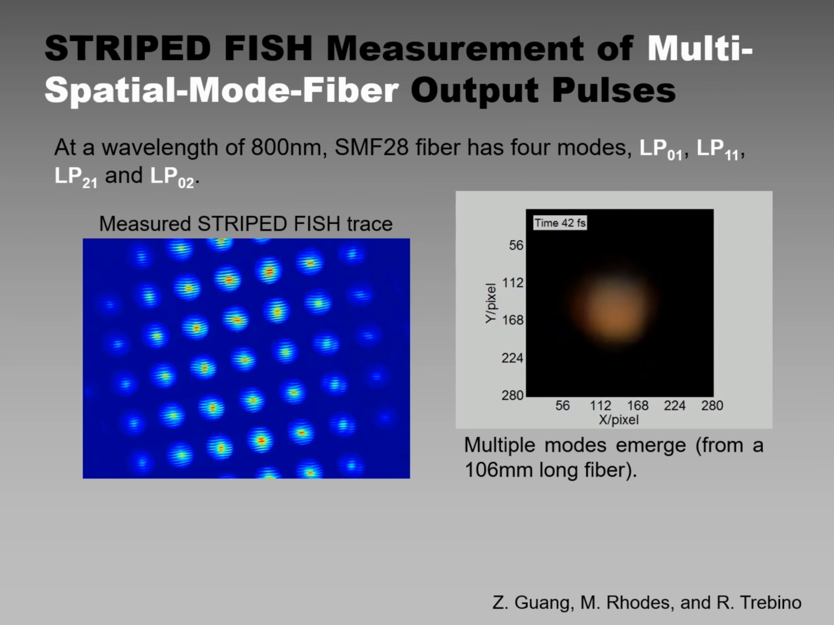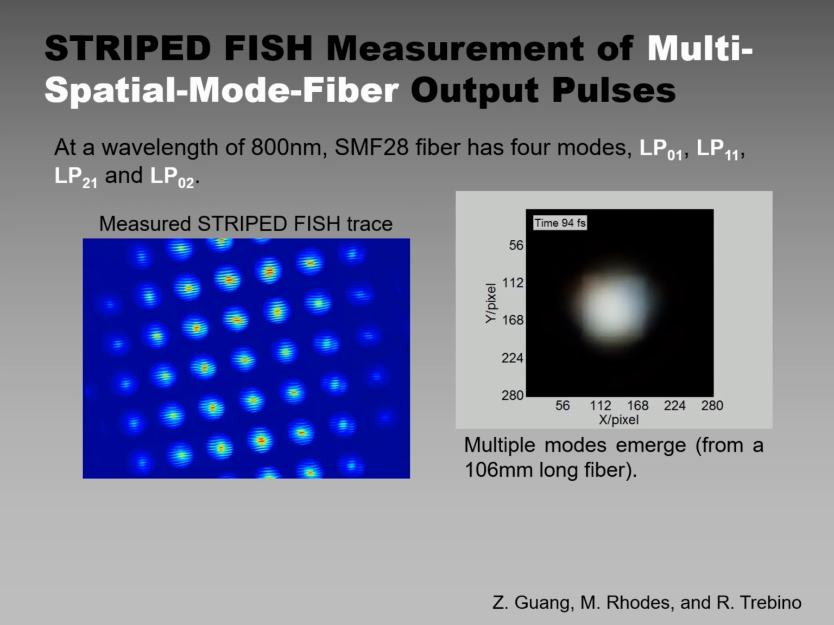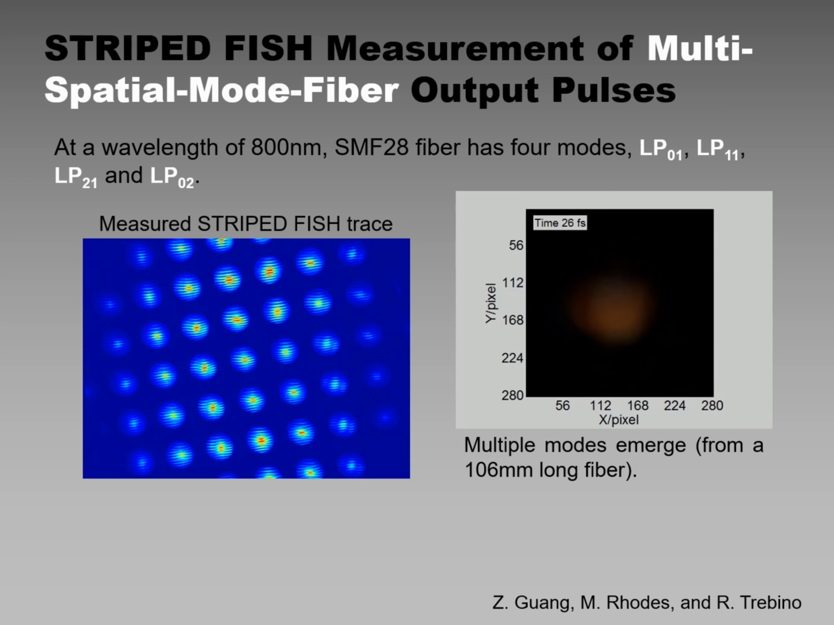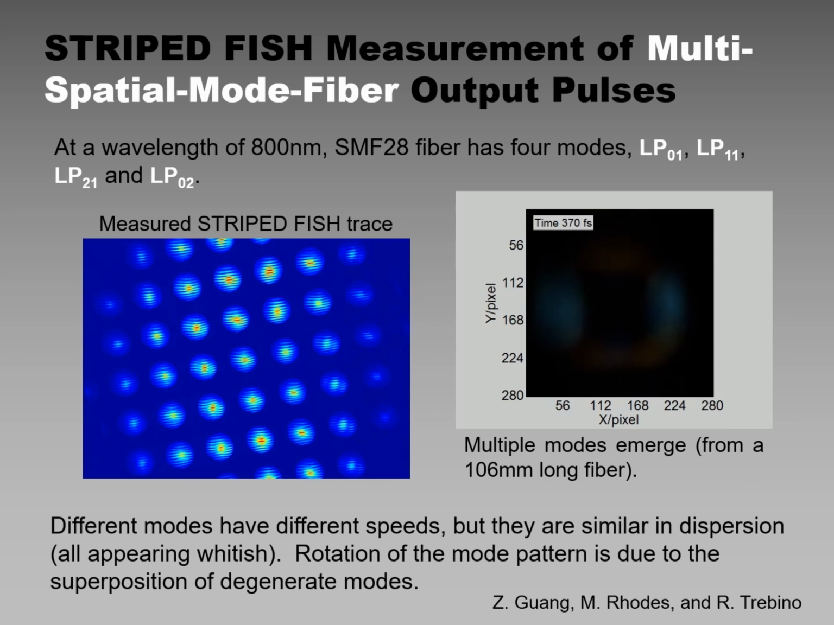Here's a STRIPED FISH measurement of pulses emerging from multispatial mode fiber. At a wavelength of 800 nanometers, this fiber has 4 modes, which have different group velocities. For STRIPED FISH measurements, we're using a different method of plotting color, using RGB integrals, so the pulse looks as it would to the human eye if the eye had about 12 orders of magnitude faster temporal resolution. The different modes emerge from the meter-long fiber at different times, but they have similar dispersions, all appearing white. Rotation of the mode pattern is due to the superposition of degenerate modes.